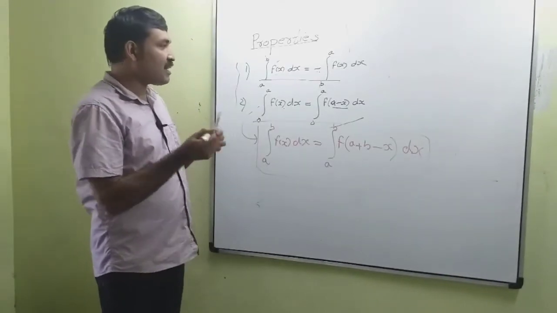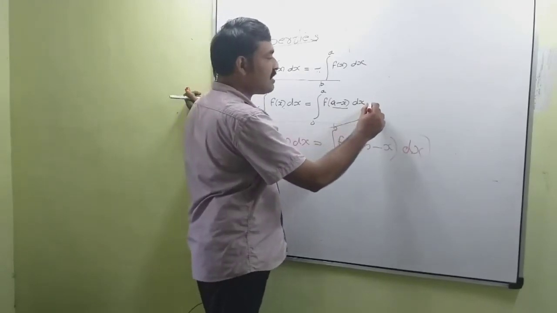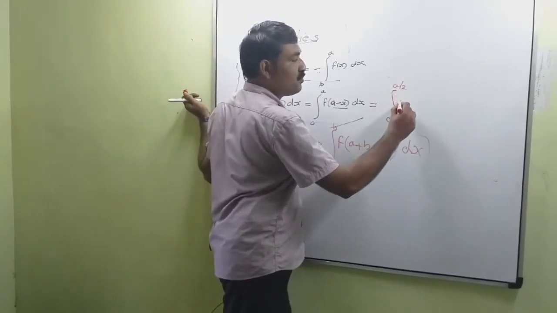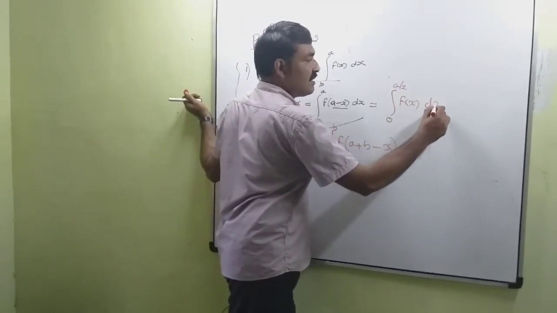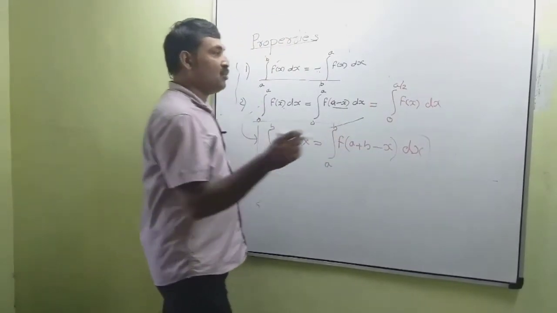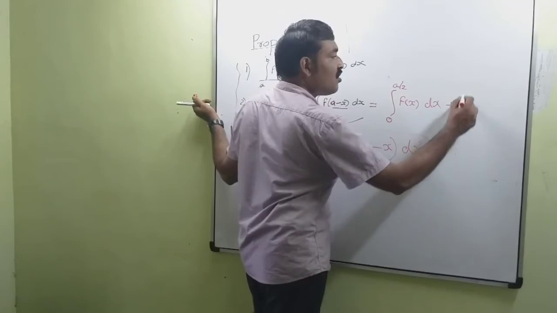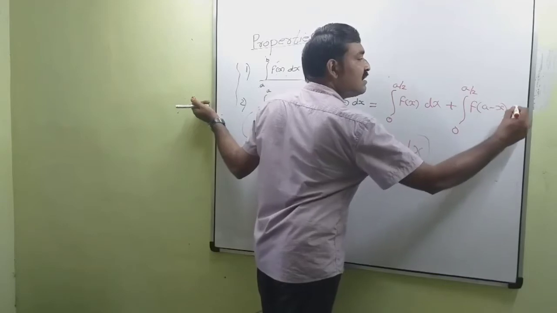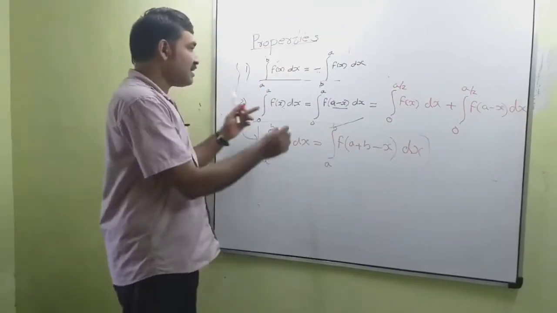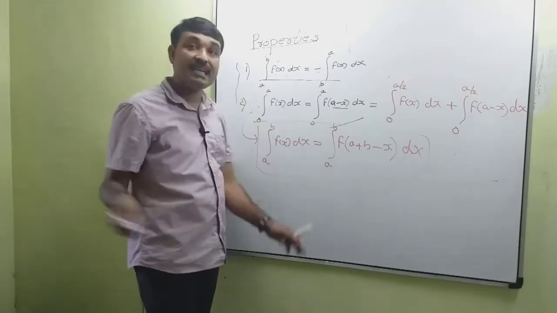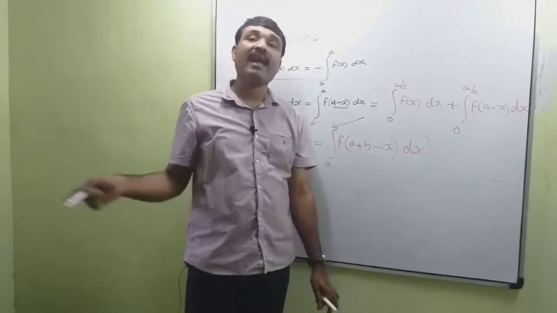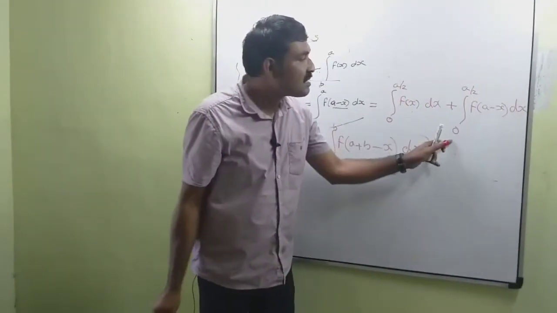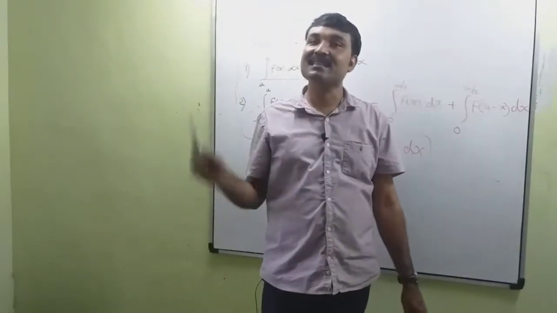Okay. Now this property we can also write as integral 0 to a by 2 f of x dx, where the upper limit becomes a by 2, plus integral 0 to a by 2 f of a minus x dx. This is also a property. That means integral 0 to a f of x dx is equal to integral 0 to a f of a minus x dx, which is equal to integral 0 to a by 2 f of x dx plus integral 0 to a by 2 f of a minus x dx.